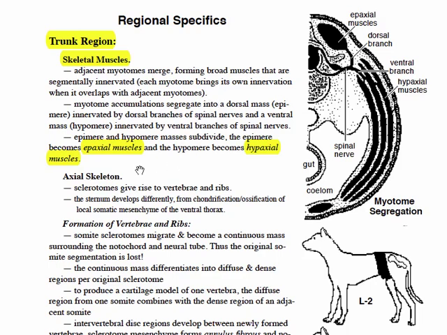They can be categorized as epaxial muscles innervated by dorsal branches of spinal nerves, or hypaxial muscles innervated by ventral branches of spinal nerves. Epaxial muscles are generally above the transverse processes of vertebrae.